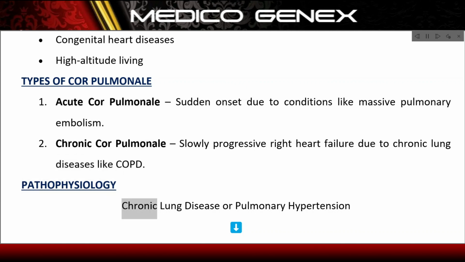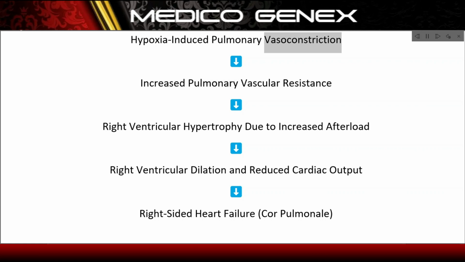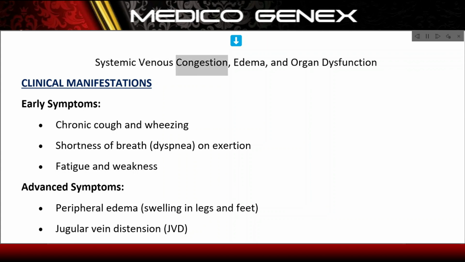Pathophysiology. Chronic lung disease or pulmonary hypertension leads to hypoxia-induced pulmonary vasoconstriction, which leads to increased pulmonary vascular resistance, then right ventricular hypertrophy due to increased afterload, then right ventricular dilation and reduced cardiac output, then right-sided heart failure, cor pulmonale, and finally systemic venous congestion, edema, and organ dysfunction.